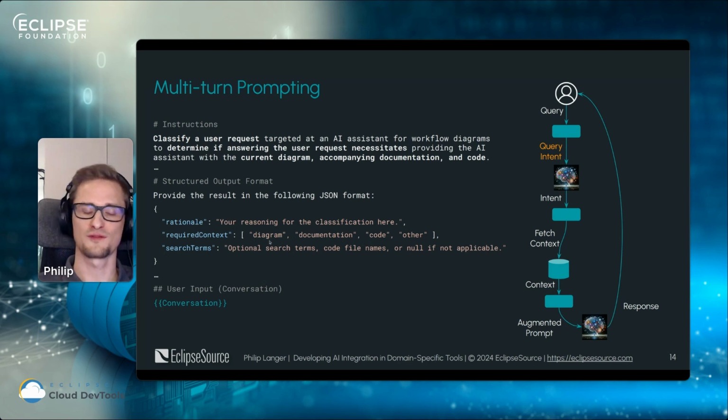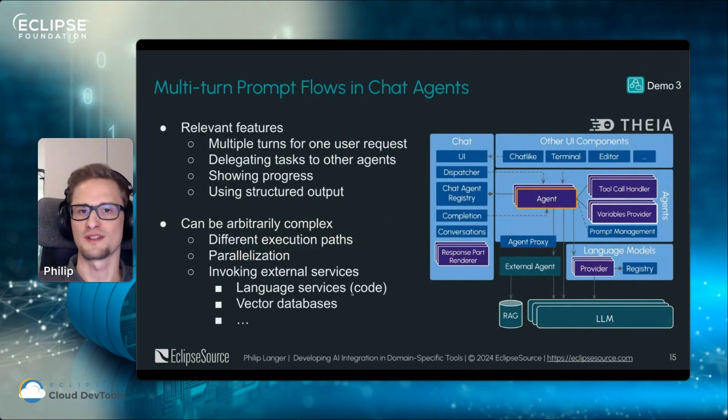So when diagram is specified, you would enhance the prompt with the current diagram state and so on. If documentation is there, you do the same for documentation. If code is there, you maybe first query the code map and then route to the respective context retrieval strategy. And that's also very easily possible to implement in Theia AI.